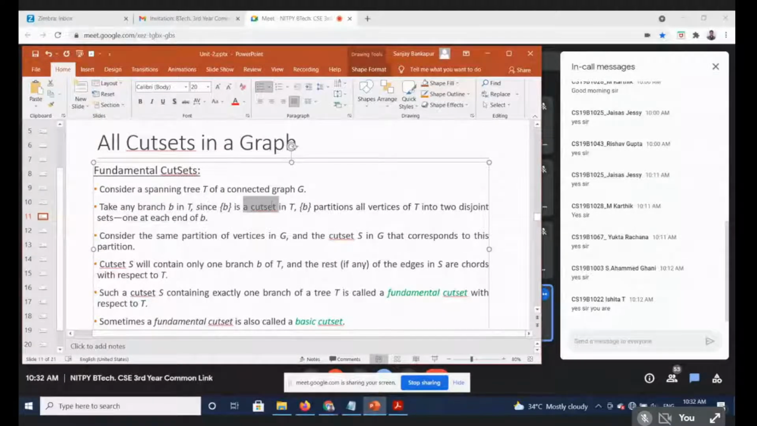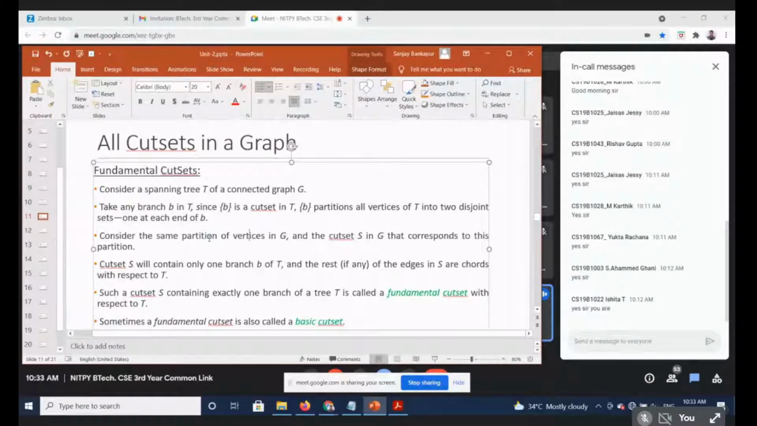Since B is a cut set in T, B partitions all vertices of T into two disjoint sets, one at each end of B. B is what? It's an edge, right? By removing that, I'm talking with respect to the tree, just removing one branch, the whole tree becomes disjoint, where one of the vertices of that edge will be on one side and the other vertex will be on the other side. That's how the disjoint happens.